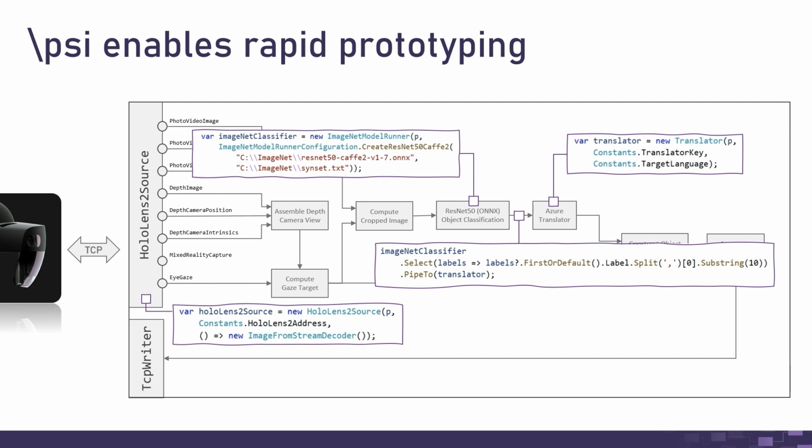Now, while the Psi ecosystem contains a number of sensor and processing components like these, and hopefully this set will continue to grow and evolve over time via community contributions, I should say that, of course, you will not always find exactly everything you need for your application off the shelf. So for instance, in this example, we had to write some custom code to compute the world position of the gaze target.